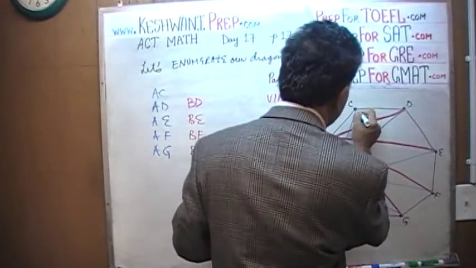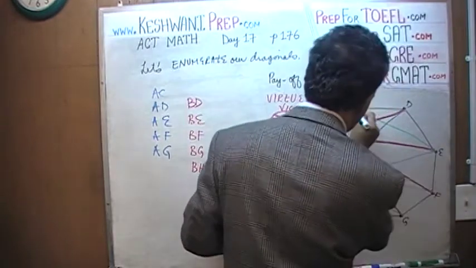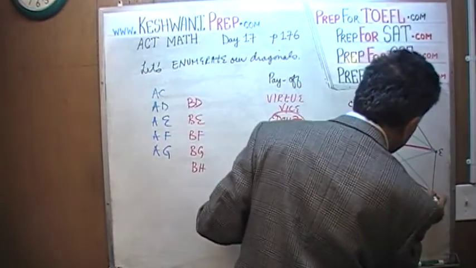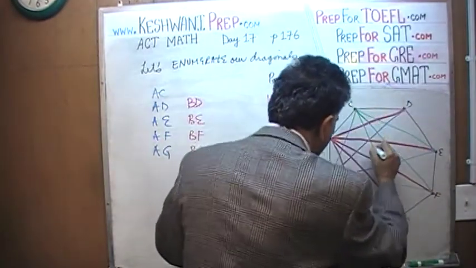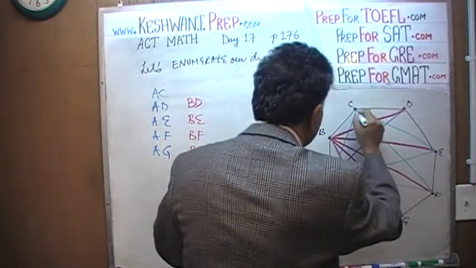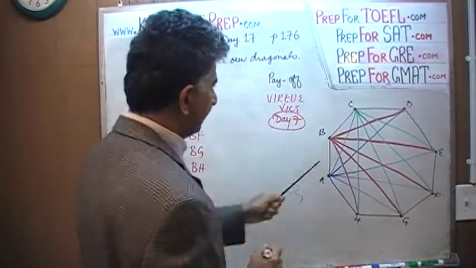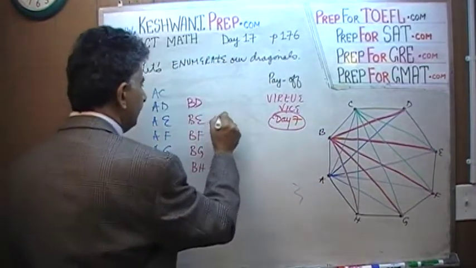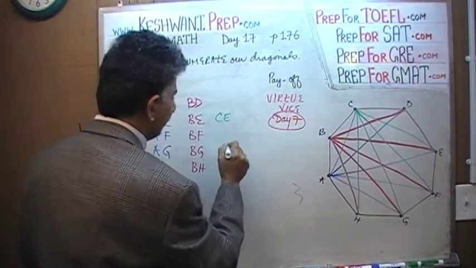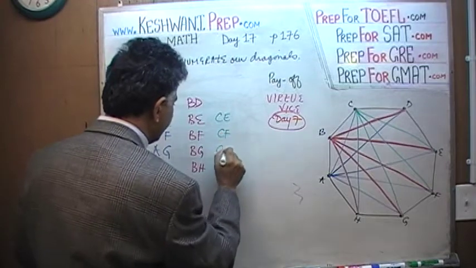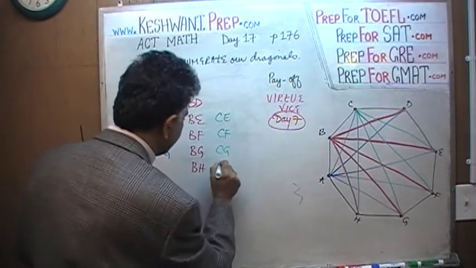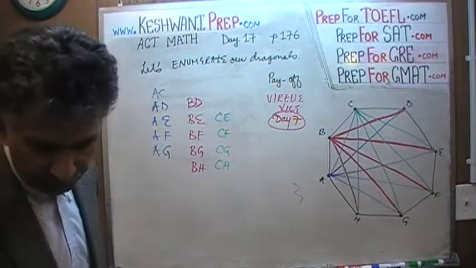So here's your CE, CF, CG, CH, and that's it. CA will not count. So CE, CF, CG, and CH. So far so good.